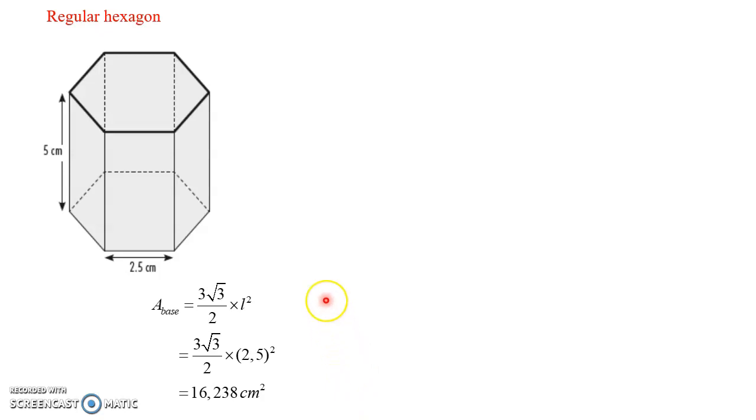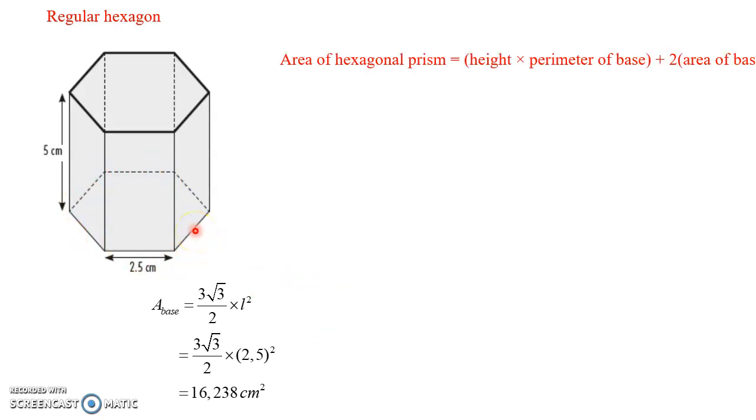Let's go back to what I actually want to do here. I know the area of the base. I could be asked 2 things. Number 1, to calculate the area of the hexagonal prism. The formula is the height multiplied by the perimeter of the base plus 2 times the area of the base. This has slightly been cut off, but it is the area of the base.